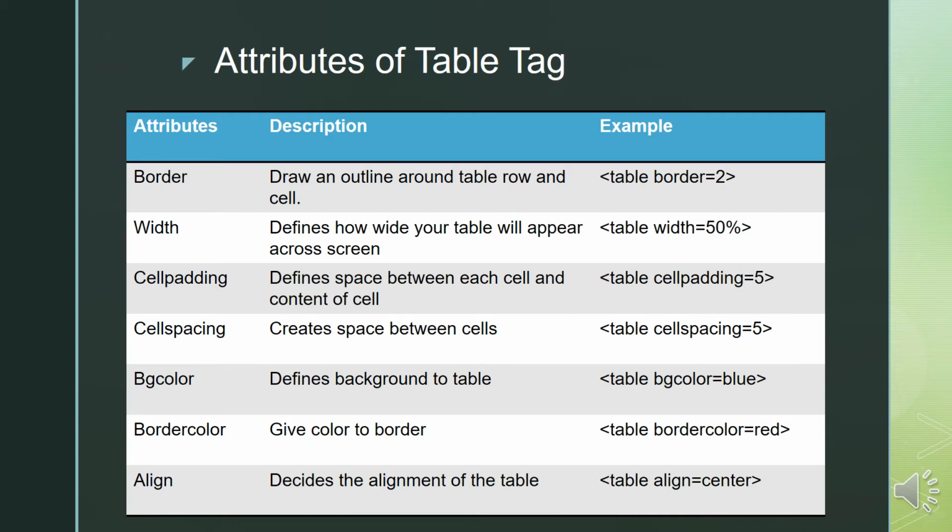The next attribute is width. It defines how wide your table will appear across the screen. So if I take 100 percent of the screen, I can give a percentage value for the width so that much of the screen is covered by your table. As shown in the example, table width is equal to 50%. So 50% of the screen will be covered by the table. If you give it as 100%, the entire screen will be covered.